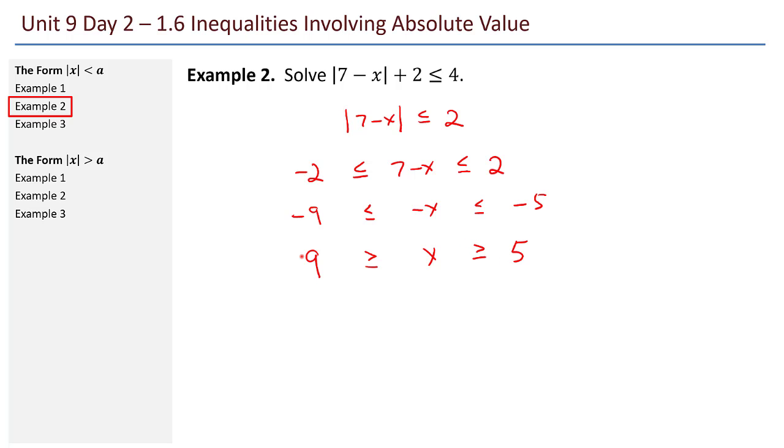So now the order is a little bit weird. The biggest number is on the left. 9 is greater than or equal to x is greater than or equal to 5. So the solution as an interval would still be [5, 9], with the smaller number on the left.